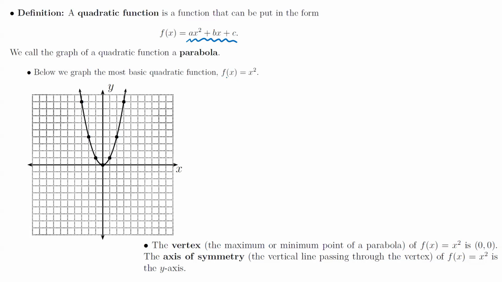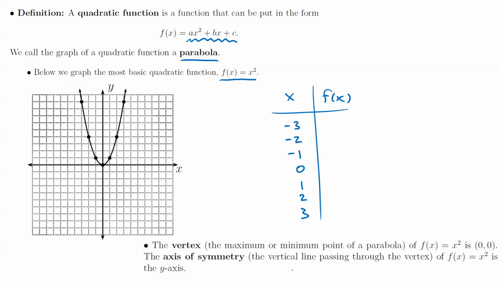And so we're going to start with when that's the case, kind of the simplest quadratic function, which is f of x equals x squared. We call the graph of this quadratic function a parabola. And so here is f of x equals x squared. You'll notice I've plotted seven key points. These key points are coming from me plugging in -3, -2, every integer all the way up to +3.